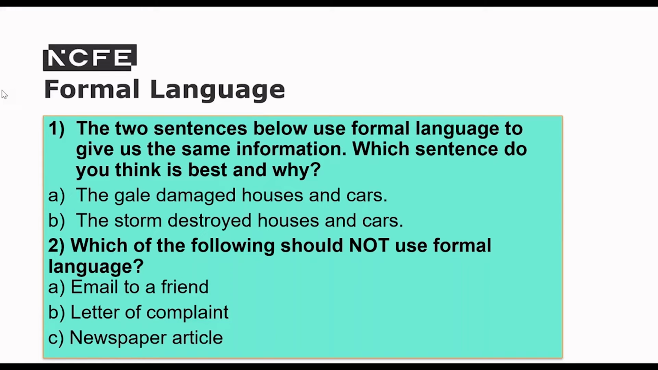Another activity that you can do to help prepare for writing is to analyze the language in sentences and texts and say which is the best and why. So if you have a look at this activity, the two sentences below use formal language to give us the same information. Which sentence do you think is best and why? You may wish to pause the recording for a few moments while you read them, and then we'll go through the answers.